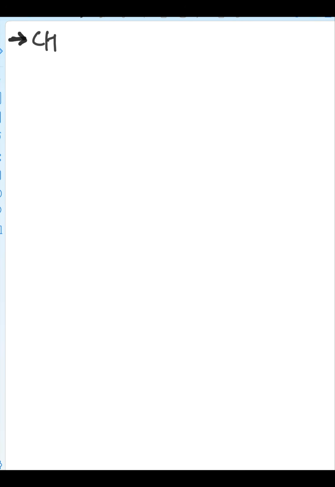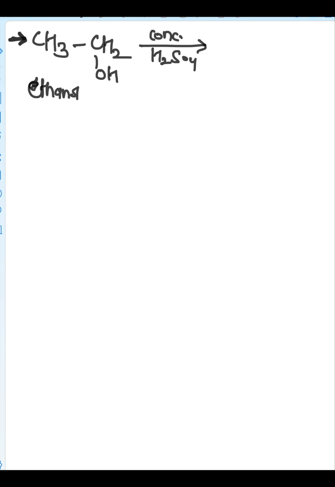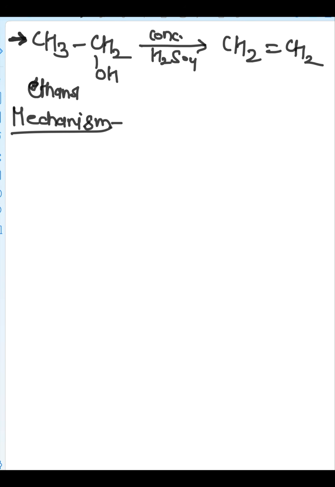See the mechanism of this reaction. That is CH3CH2OH, ethanol, with concentrated H2SO4, and this is your product. Let's see the mechanism. This is your reactant.